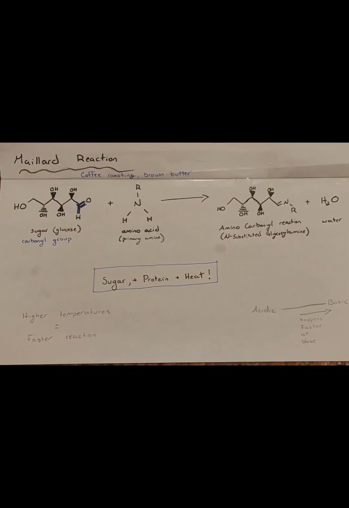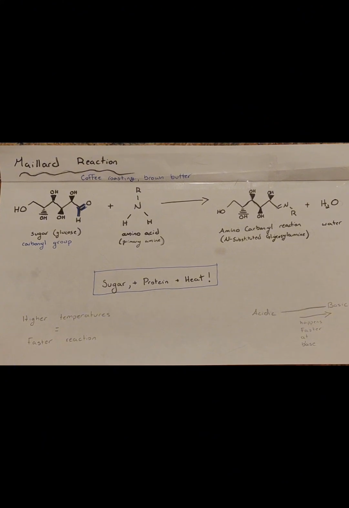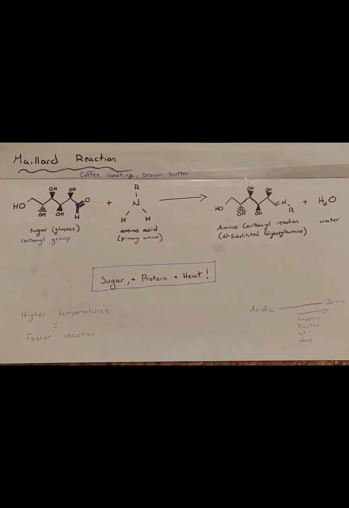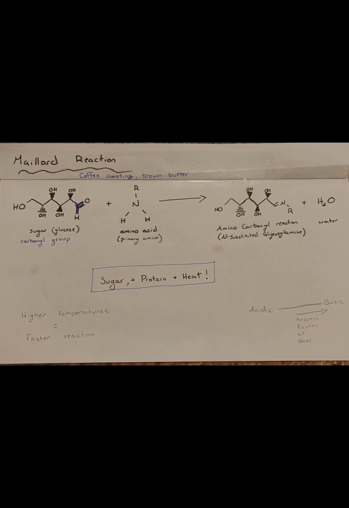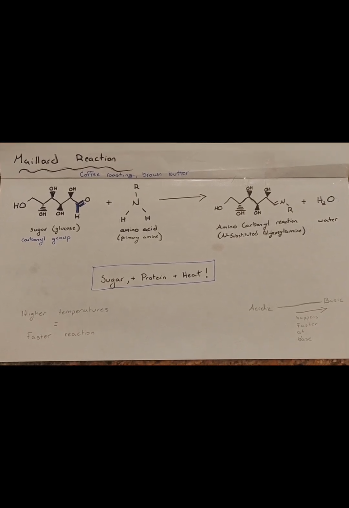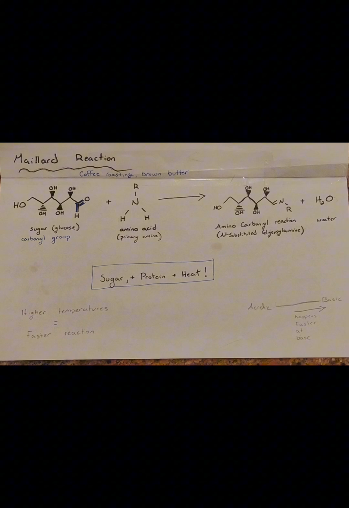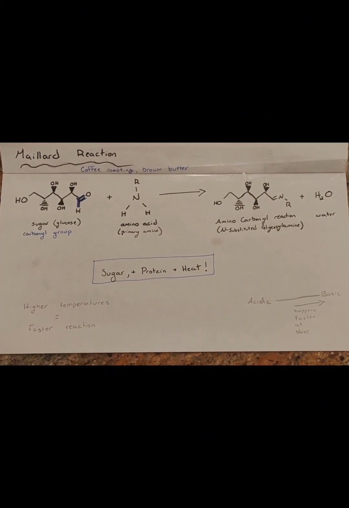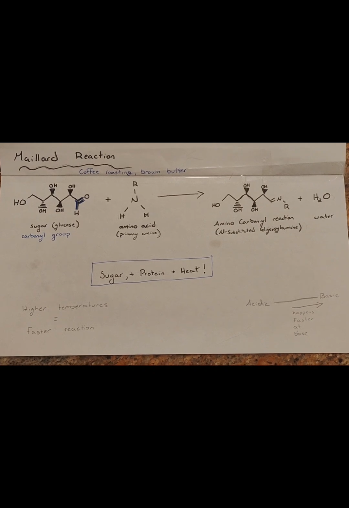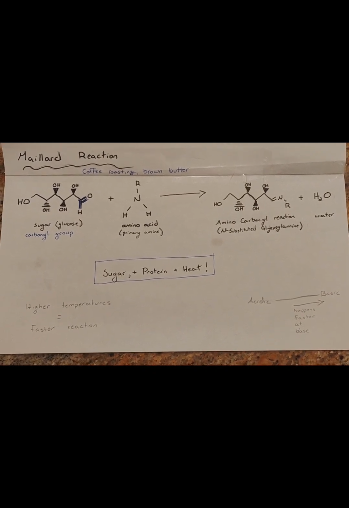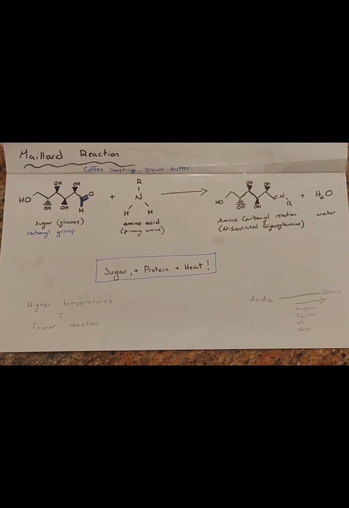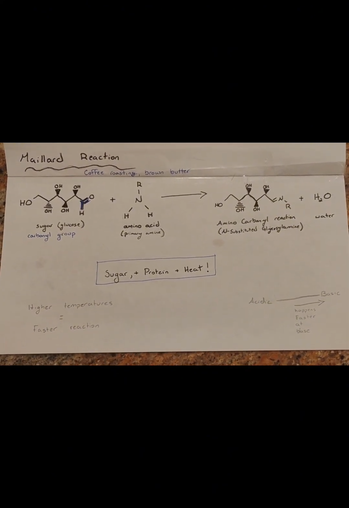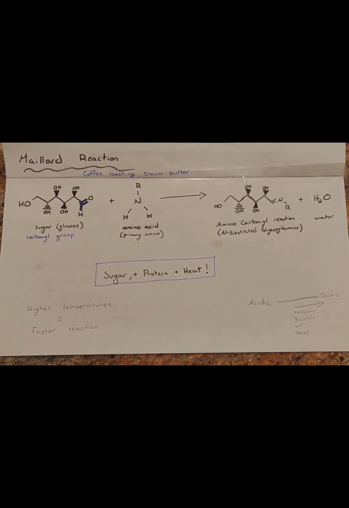Here is the Maillard reaction a little bit more visualized. So as you see, that sugar molecule has a little carbonyl group on the end that breaks off and connects to the amino acid. And you have a little aminocarbonyl reaction and water as another product of that. At higher temperatures, this reaction happens faster, and it also happens faster at more basic levels, as in when the acidity is more basic.